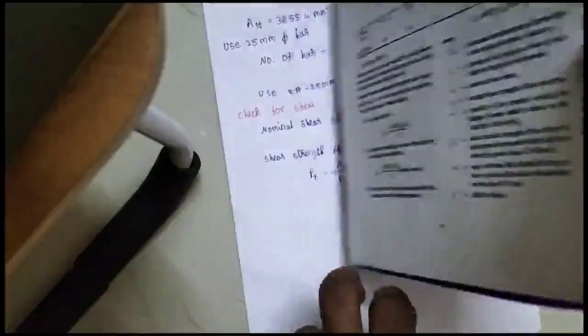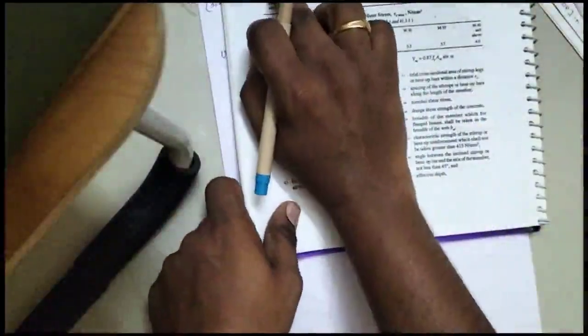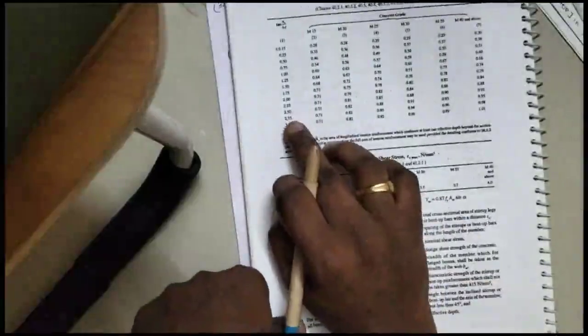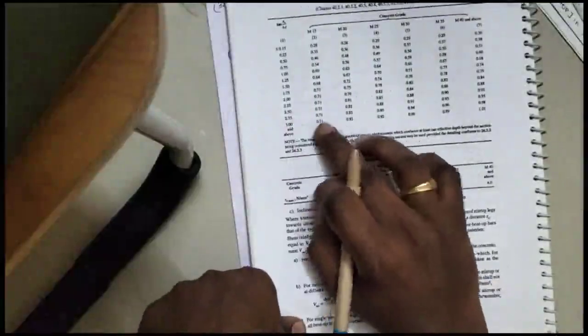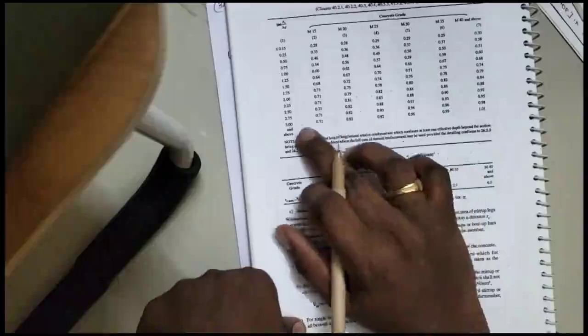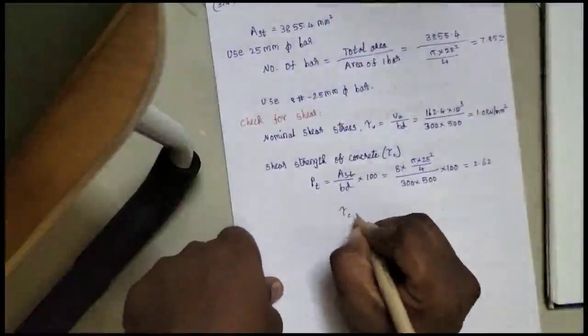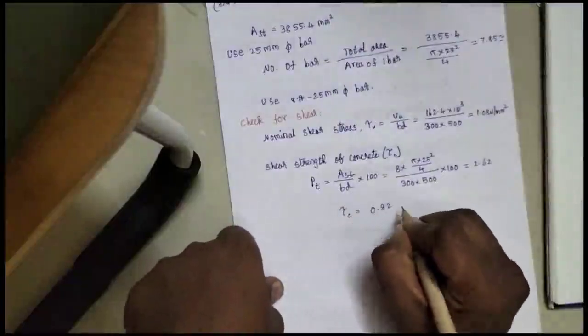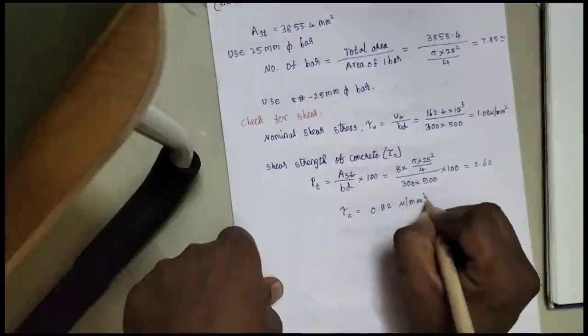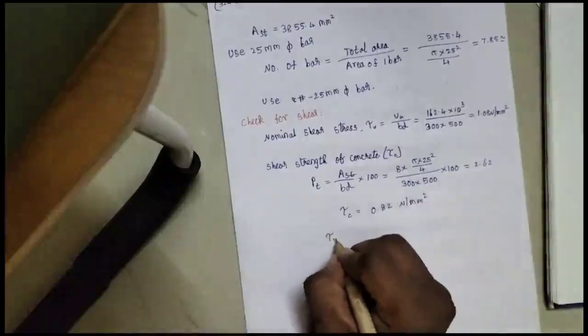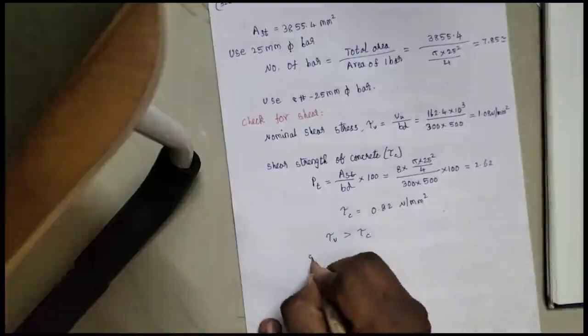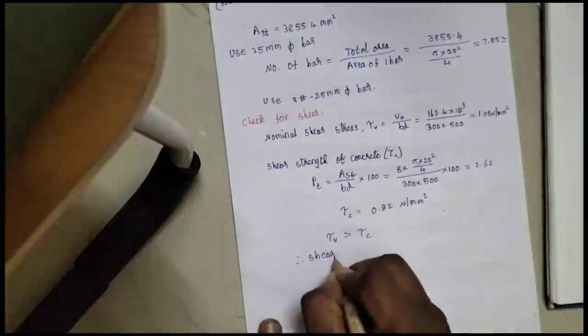Based on the code book, we know that on page number 73 we will have a table. From this table we need to find the value of tau c. Here we are getting 2.6, so we have the range of 2.5 and 2.75 for M20. Here 2.5 gives 0.82 and 2.75 also gives 0.82. So I am going to directly take tau c equal to 0.82 Newton per mm square. Since tau v is greater than tau c, we need to provide shear reinforcement. Therefore, shear reinforcement is needed.